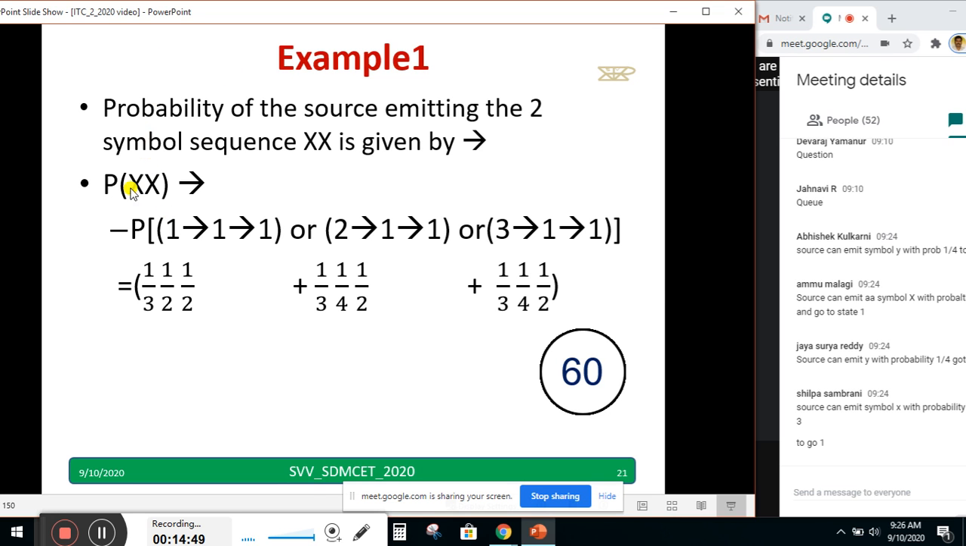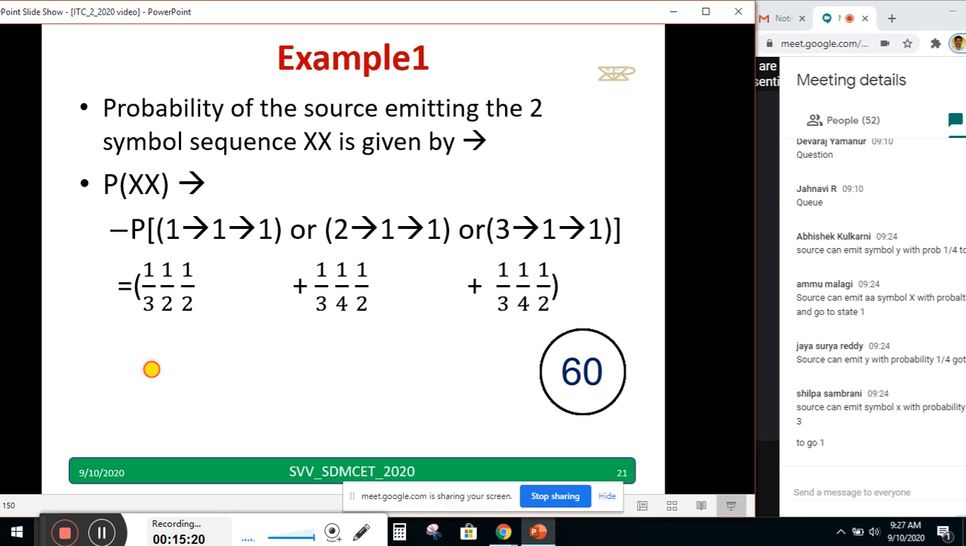Please try to understand. First I have to say probability of 1. What is the probability that it is in state number 1? It is given by 1 by 3. What is the probability that it will move from 1 to 1? It is given by 1 by 2. You refer to that diagram. And from 1 to 1 again 1 by 2. Similarly, what is the probability that it is in state number 2? It is 1 by 3. Again 2 to 1, 1 by 4. 1 to 1, it is 1 by 2. Simply fill in these values and calculate the probability of X and X.